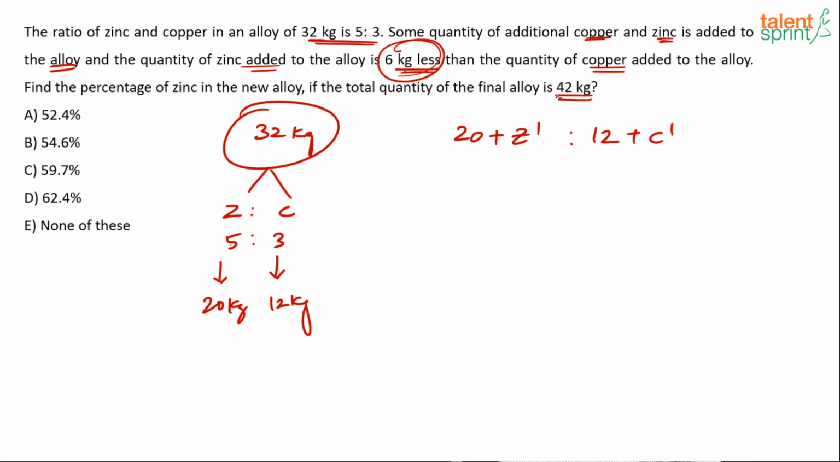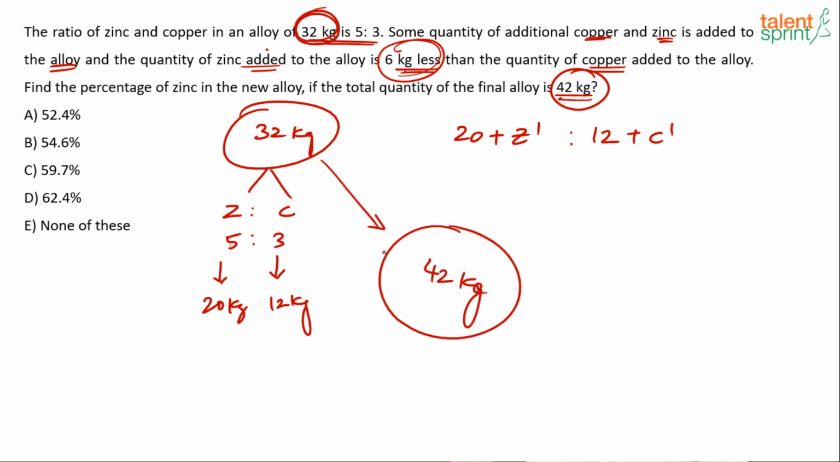Now this is interesting. I already had 32 kgs. After adding some more zinc and some more copper in whatever difference that is given there, the new quantity becomes 42 kgs. 32 kgs has turned out to be 42 kgs now. Yes or no? So how much more has been added? 10 kgs more has been added. That's my understanding, right? 32 was there. Only if I add 10 kgs, I'll get finally 42 kgs. So I now know that Z dash plus C dash is 10 kgs.